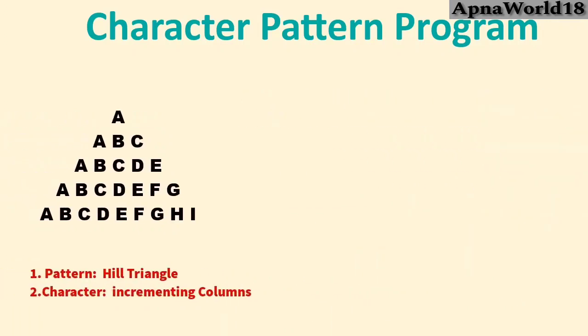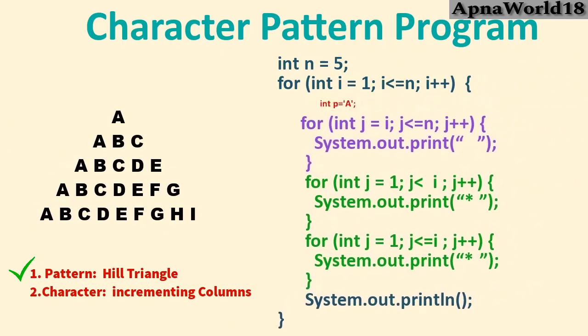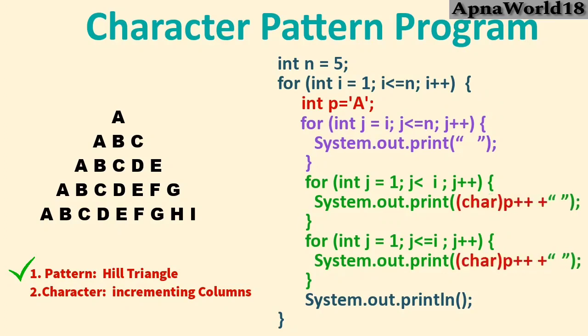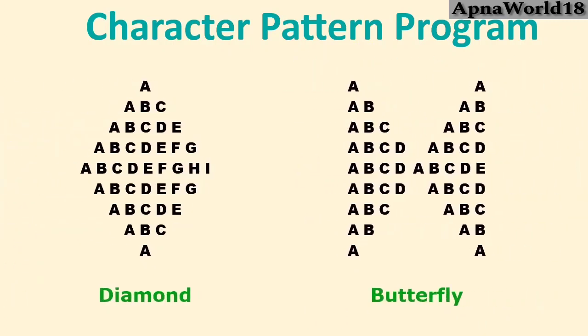Now how does it work for the hill pattern? Again exactly similar. We initialize P to A as the first line inside the outer loop and then just replace star with P++ typecasted to char. This is the code for the hill pattern. It will work the same for any double row pattern too, like diamond or butterfly.